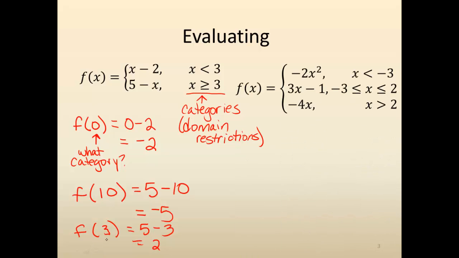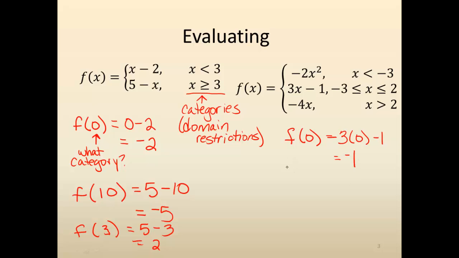So let's take a look. This piecewise function is a little bit bigger. It has 3 pieces, but I can do the same thing. What's f of 0? Again, I look at my categories. I have x is less than -3, then -3 less than or equal to x less than or equal to 2, and x is greater than 2. 0 fits into this middle category, so I'm going to plug it into the middle formula. 3 times 0 minus 1 is -1.